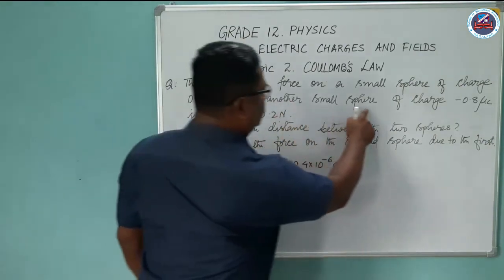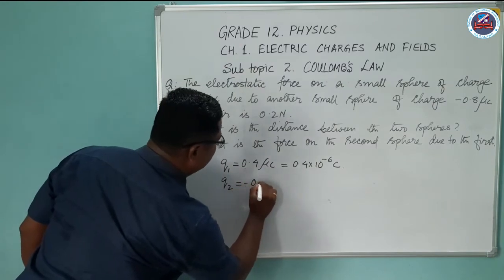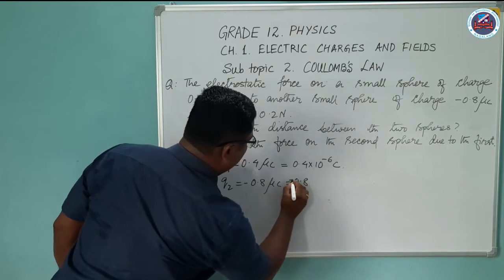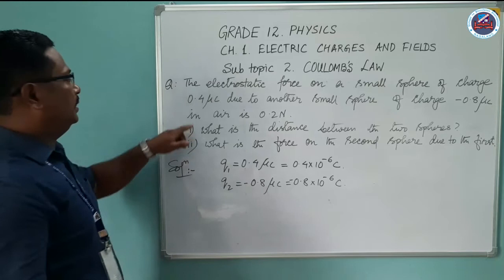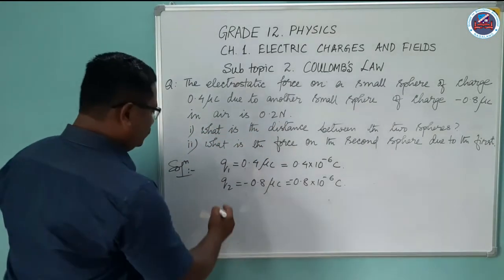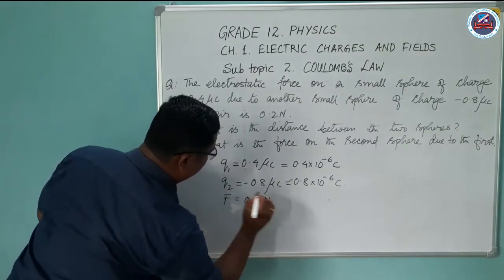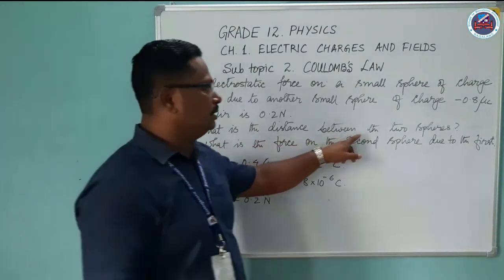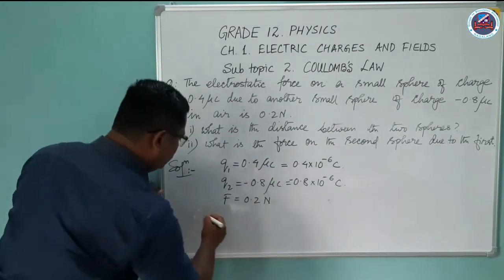Due to another small sphere of charge Q2, which is minus 0.8 microcoulomb, that is minus 0.8 into 10 to the power minus 6 coulomb, in air is 0.2 Newton. The force is given as 0.2 Newton. So from here we are asked to calculate the distance between the two spheres. So we can use Coulomb's law.